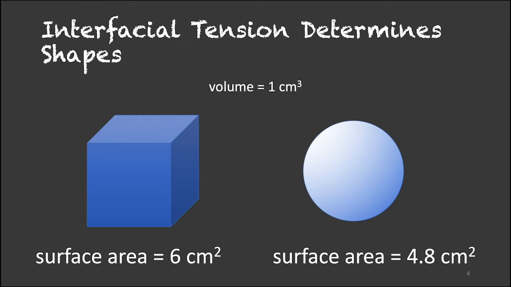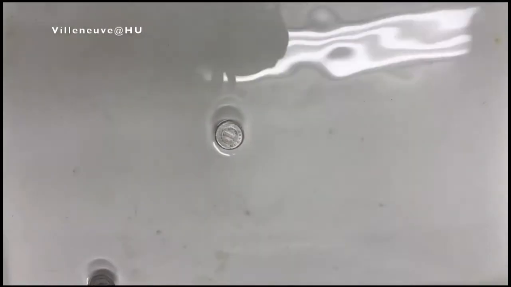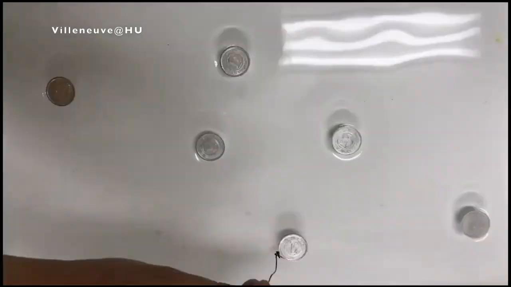Objects of the same volume can have different surface areas. Between a cube and a sphere of the same volume, the sphere has less surface area. Thus, a round shape of a liquid is due to interfacial tension. This is a movie showing an interesting phenomenon caused by surface tension.